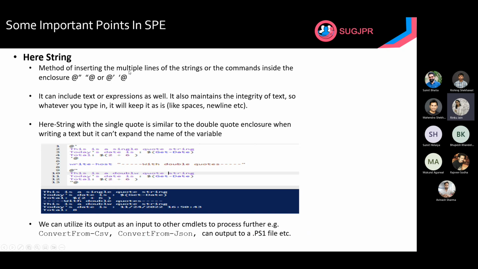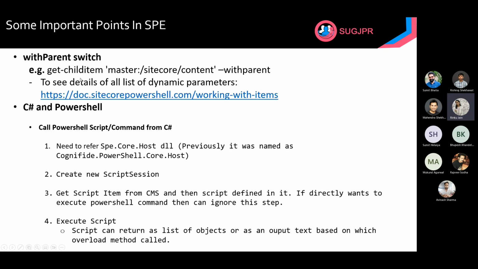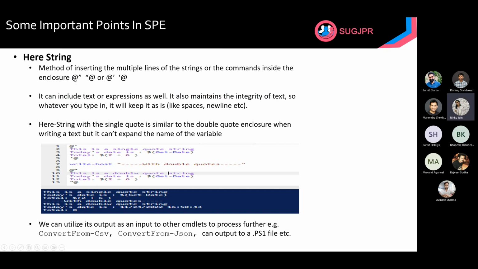A here string is nothing but a way where we can have multiple lines of strings in one place, and for that we need to include them within this @ and quotes. So this is the enclosure for that. The text should be in between these two symbols. But here these two don't have the same meaning. If things are in double quotes or in single quotes, it will have a different purpose. For text, it will be the same.